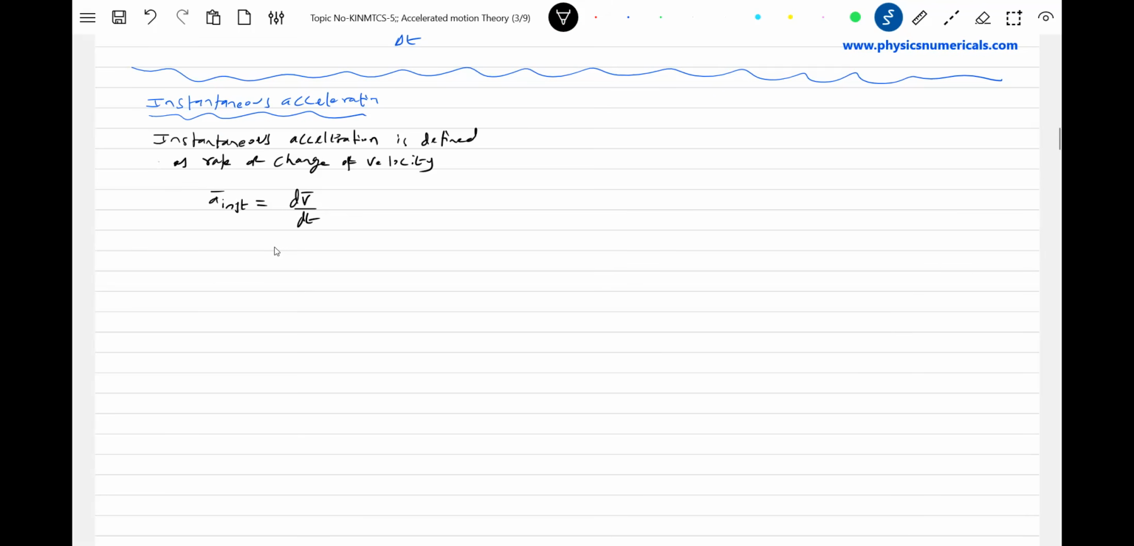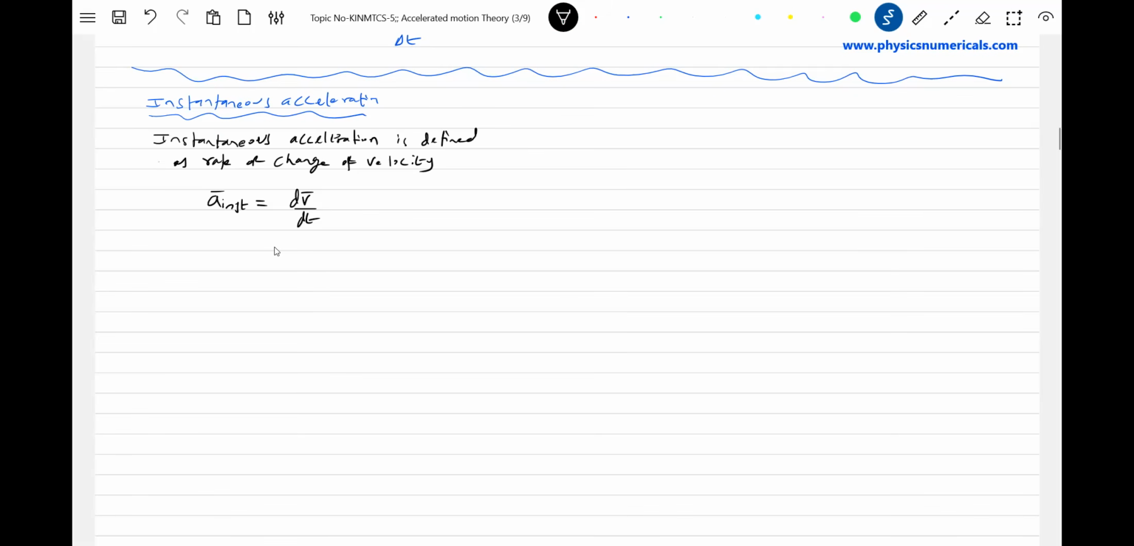Average acceleration was change in velocity by time taken. This is instantaneous acceleration, the rate of change of velocity. Here again, the change in velocity means it can be change in only magnitude or only change in the direction or both. The rate of change of velocity is what we'll call instantaneous acceleration. At that instant, what is the acceleration?